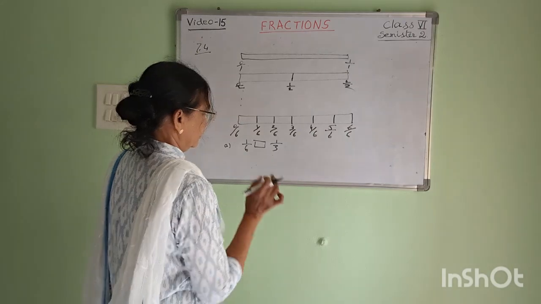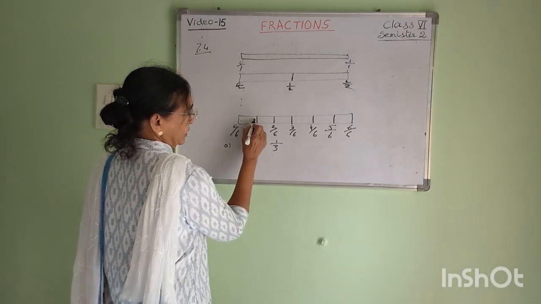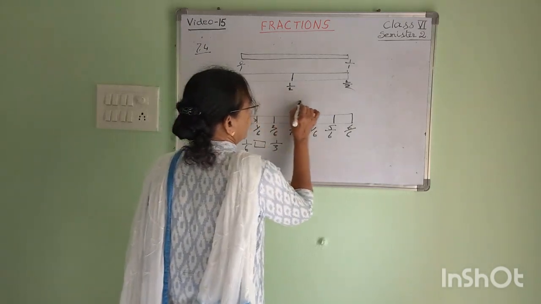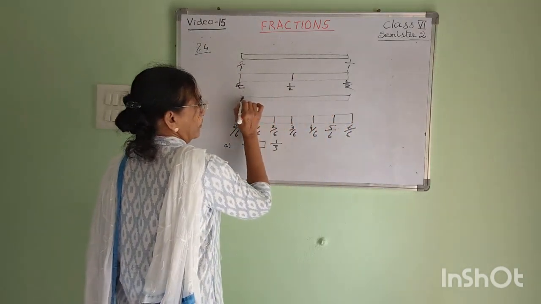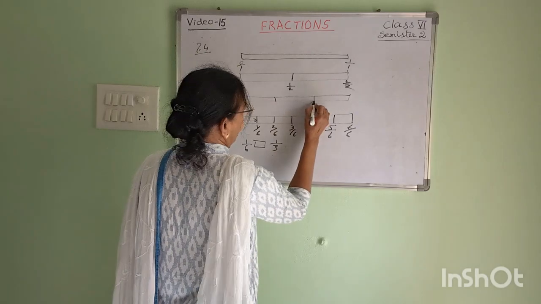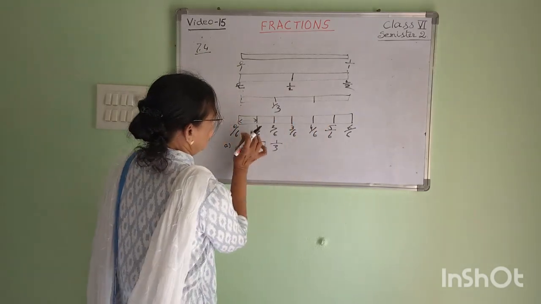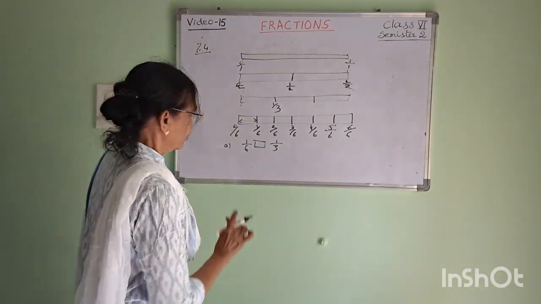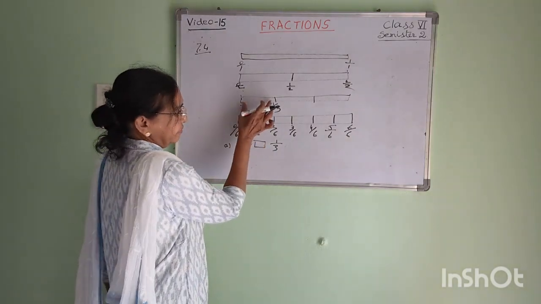1 by 6. 1 by 6 is this much. 1 by 3 is when the rectangle is divided into 3 equal parts. This is 1 by 3. So 1 by 6 is this much, and 1 by 3 is greater. So 1 by 6 is less than 1 by 3.